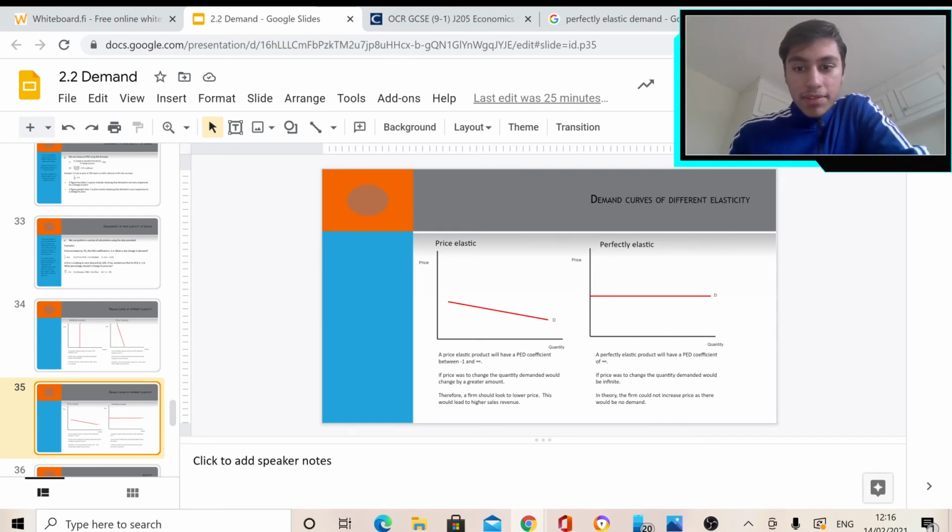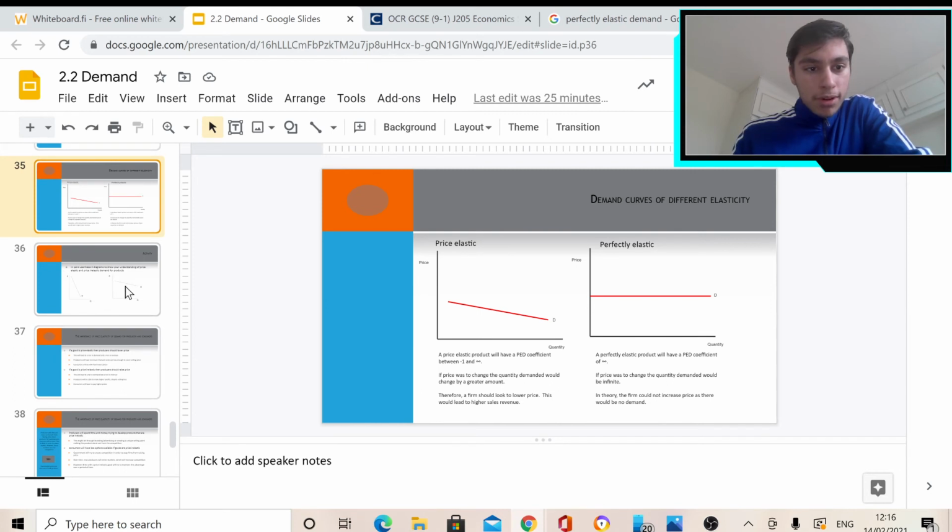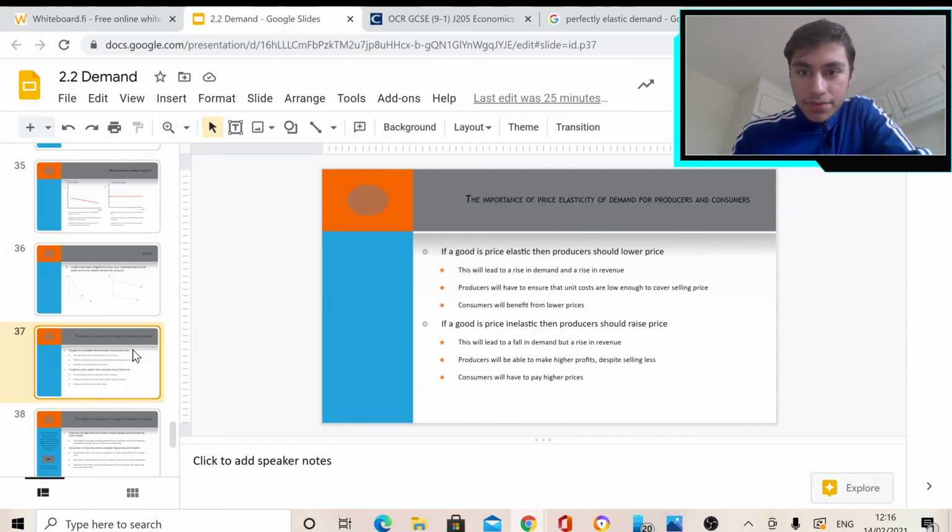So the quantity demanded would be infinity. In theory, the firm could not increase price as there would be no demand. That's all you needed to understand, I believe. Well, this is one key point that you should read.